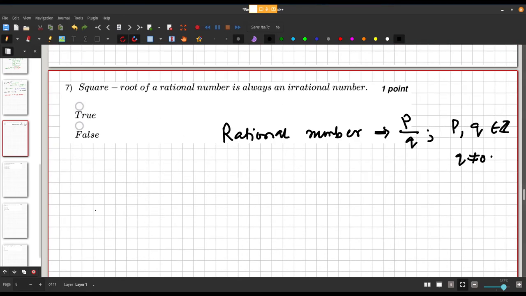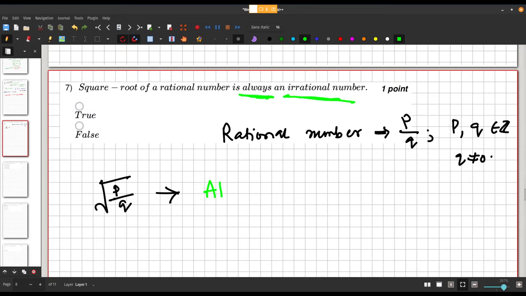So the square root of a rational number is written like this. And the question is whether this is always an irrational number. This kind of problem was actually given in the last assignment also, which was the prerequisite week 0 assignment. So here I will tell you the answer, that this is wrong. This will not always be an irrational number, and we can give some counter examples.